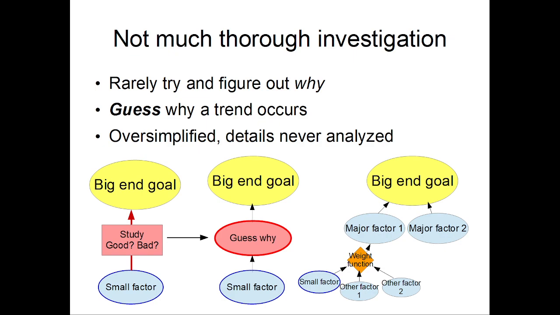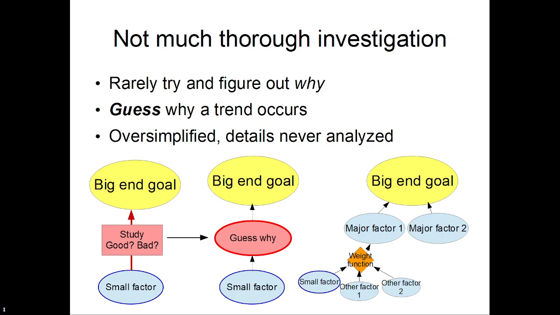So when we do that kind of jump from a very small factor straight to the big end goal, a lot of times we're really oversimplifying the problem as a whole, and there's a lot of details there that never get analyzed. So as you see in the example on the right, there may be a whole bunch of major factors and other sub-factors that come into play that affect the results and the big end goal, but we don't investigate those or how they affect each other. We just go straight from that really small factor to the big end goal.